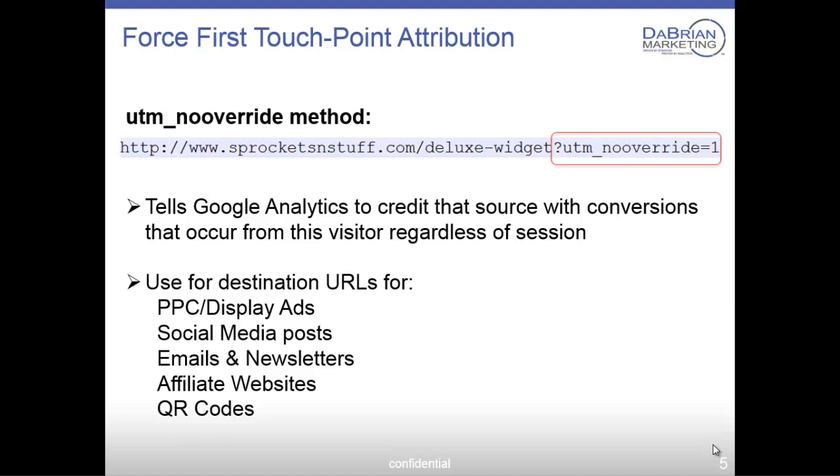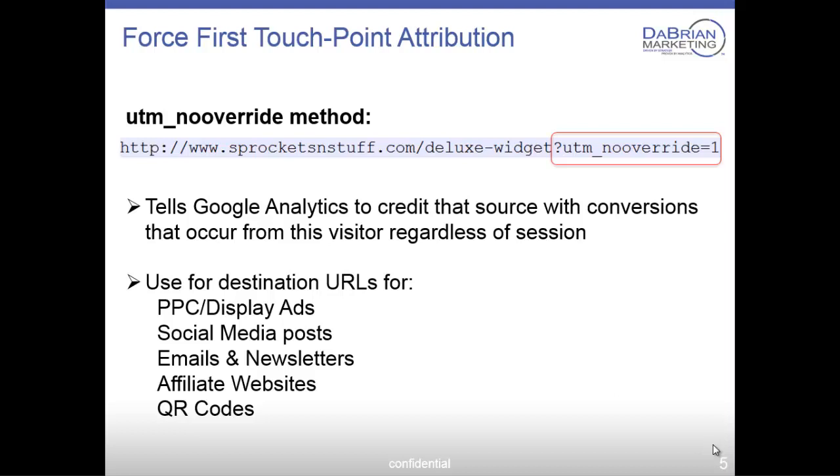your destination URLs. Destination URLs are basically the page on your site that you're sending pay-per-click and display ads, social media posts, links in your newsletters, as well as QR codes on print pieces. Wherever you're sending them, make sure that URL includes that UTM no override equals 1. That basically tells Google Analytics that even if these visitors come back multiple times and don't convert until the second or third or fourth time they're at the site, it still credits that initial touch point and thusly allows you to demonstrate a lot more value for that initial discovery.